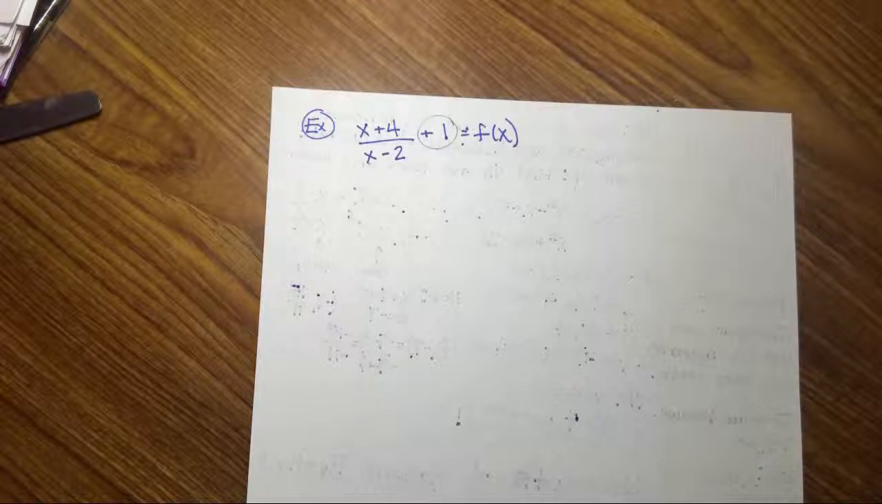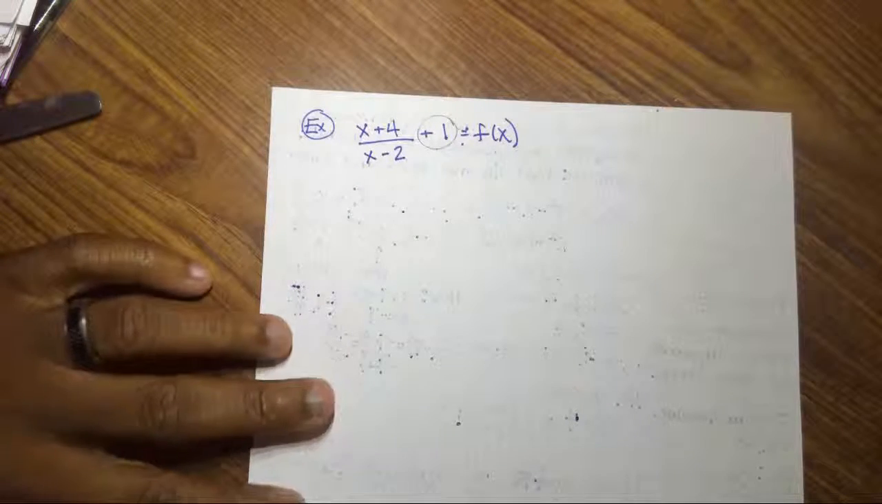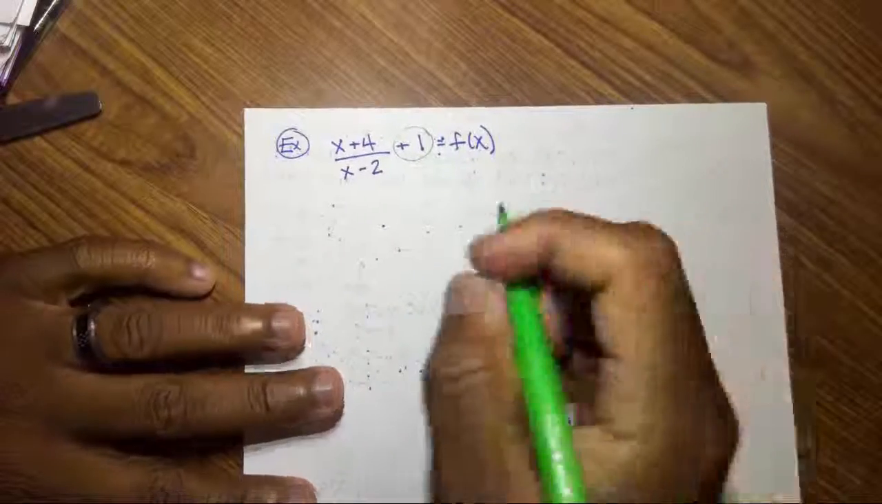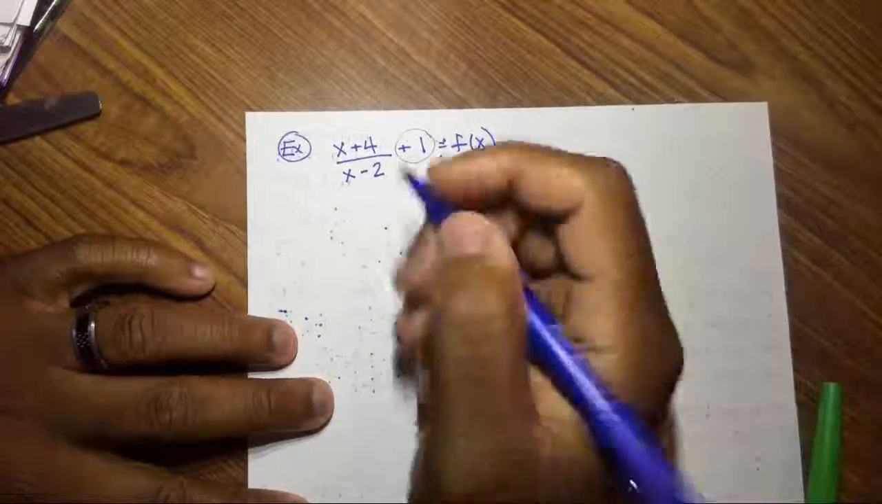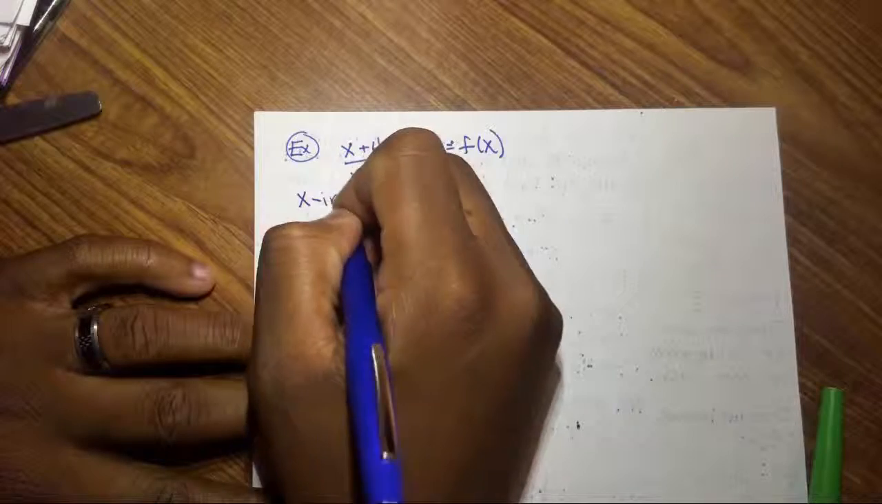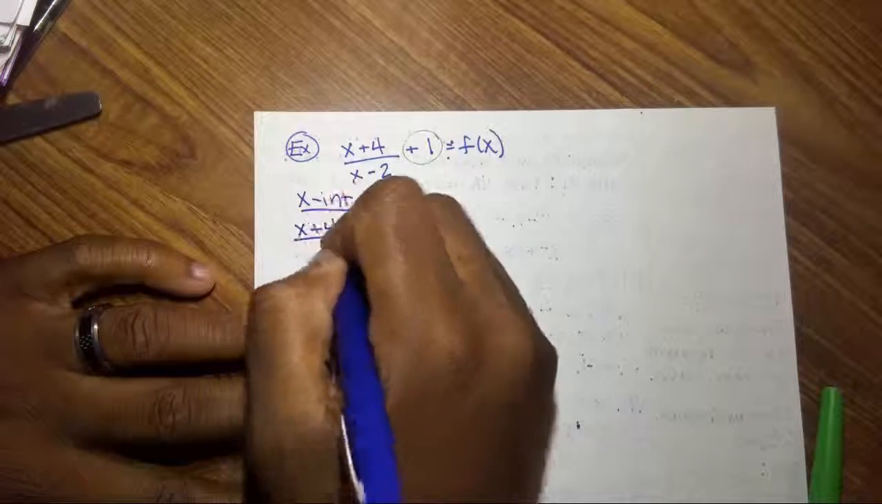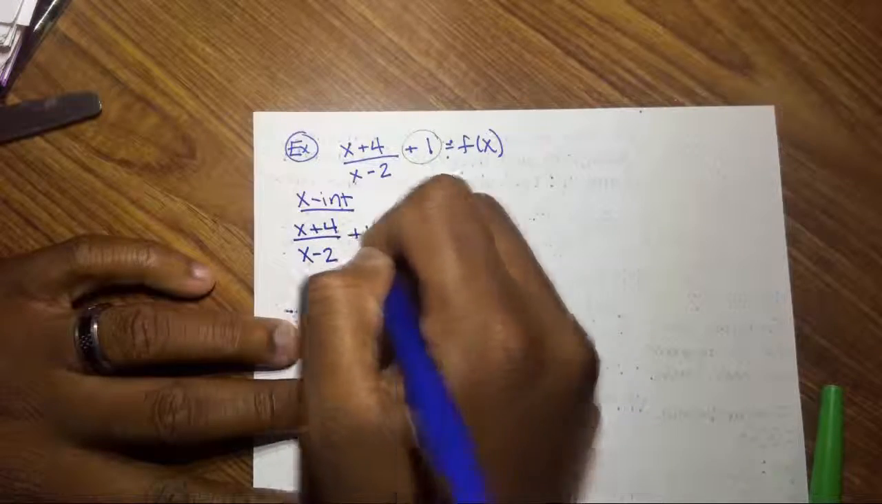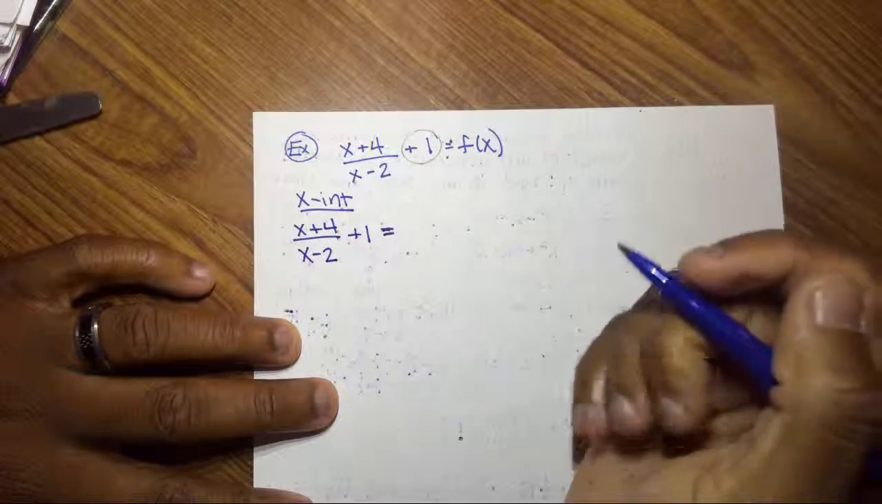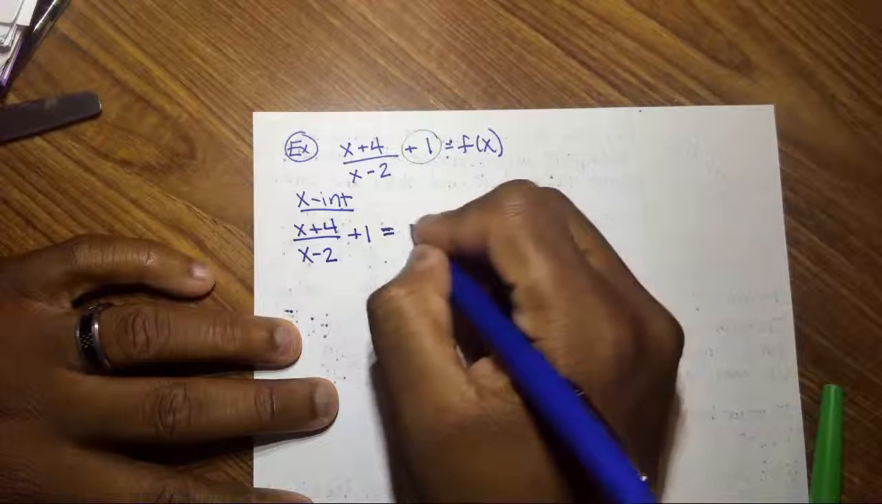But the way we're going to do it is like this. Another way to do it, instead of setting this equal to 0 this time, let's write it out. To find the x-intercept, you have x plus 4 over x minus 2 plus 1 is equal to what number again? To find the x-intercept, what should it equal? 0.